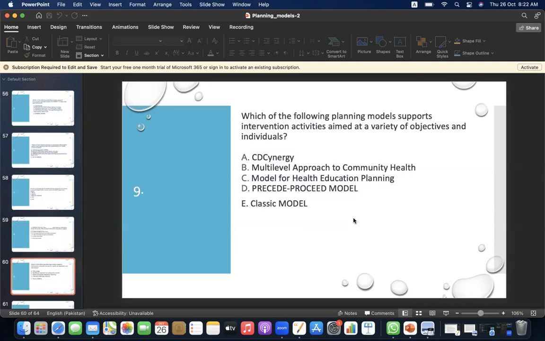Which of the following planning models supports intervention activities aimed at a variety of objectives and individuals? A, CDC, B, multi-level approach, C, model for health education planning, D, PROCEED, or E, the classic model. A? No, it's B. It's the multi-level approach to community health.